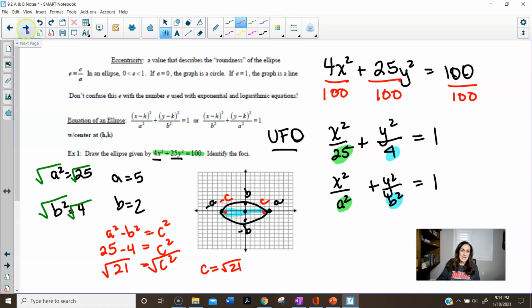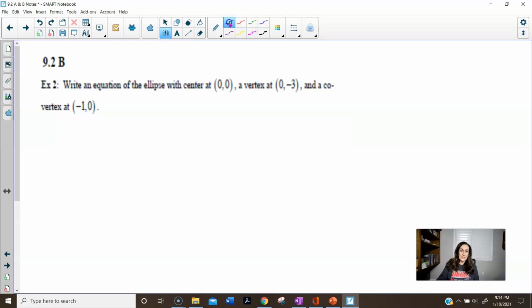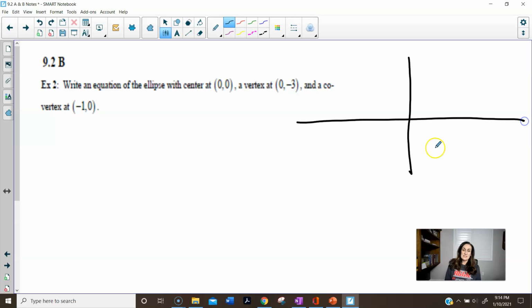So let's go to the next example. We're going to write the equation of an ellipse. It has a center at 0, 0, a vertex at 0, -3, and a co-vertex at -1, 0. So what we could do is draw a quick sketch of this to get a feel. The center's at 0, 0. The vertex is always going to be your a's. So 0, down 1, 2, 3.